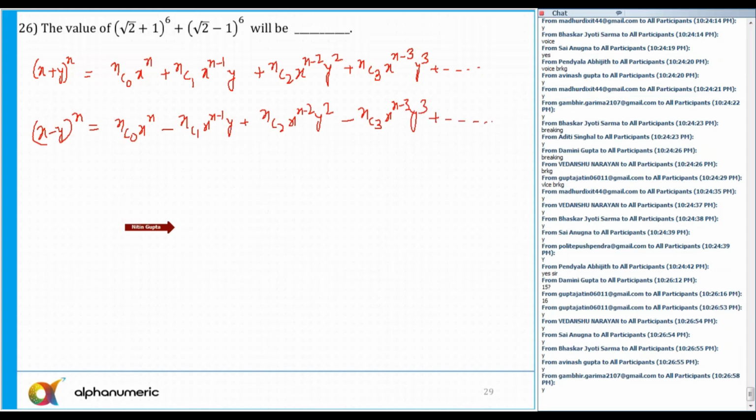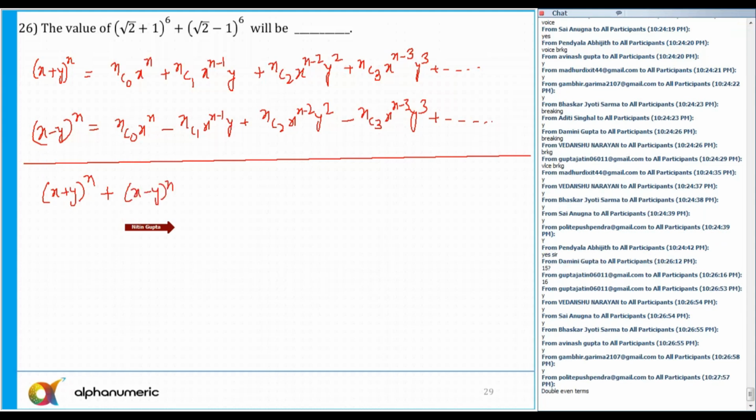Now, if I add these two equations, what will I get here? That is x plus y raised to power n plus x minus y raised to power n. That is equal to twice of nC0 x raised to power n plus nC2 x raised to power n minus 2 into y square plus nC4 into x raised to power n minus 4 and y raised to power 4 and so on. So is that part clear to all of you now? Please respond.